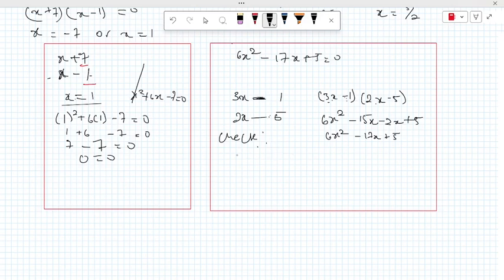We're gonna use x equals 5/2. In that expression, as we did before, in the place of x, you're gonna put 5/2. So it's gonna be 6 times (5/2) squared minus 17 times 5/2 plus 5 equals 0.